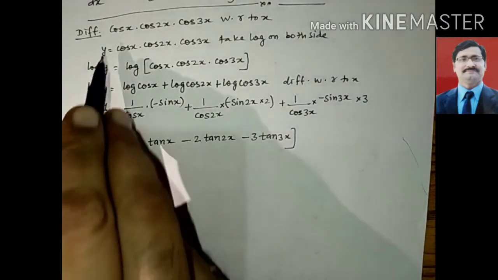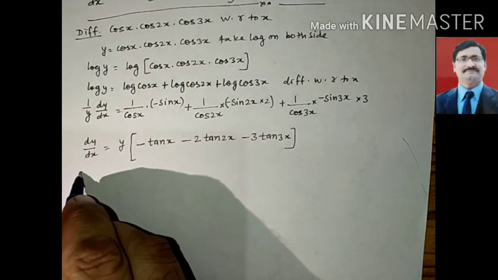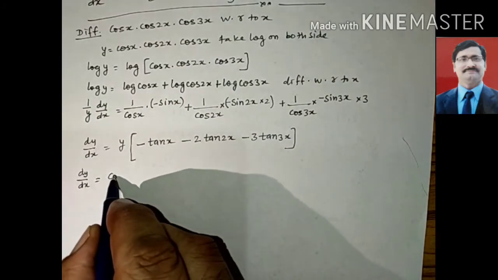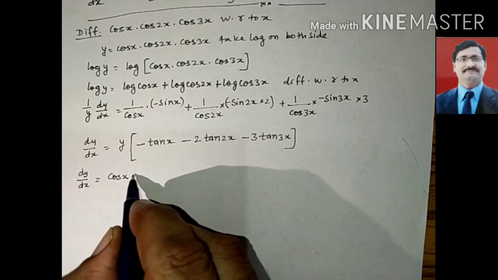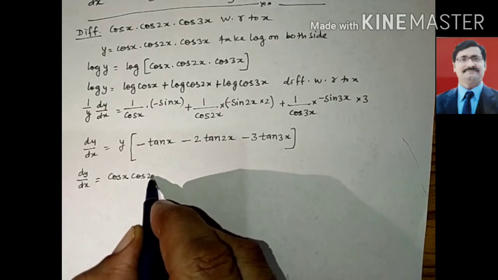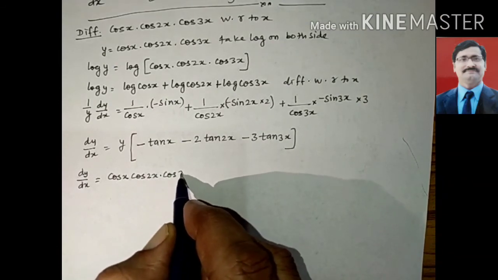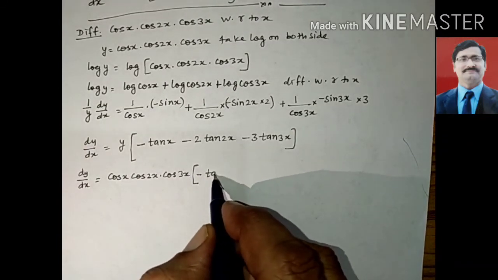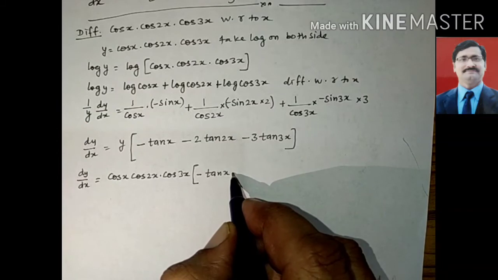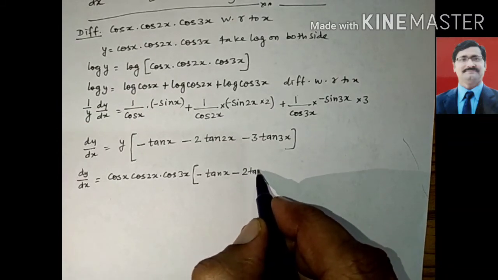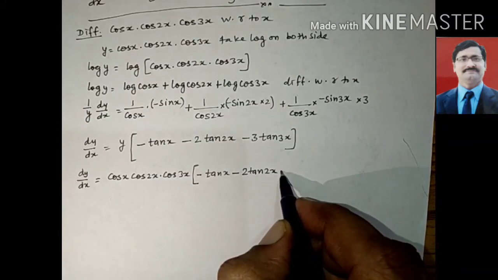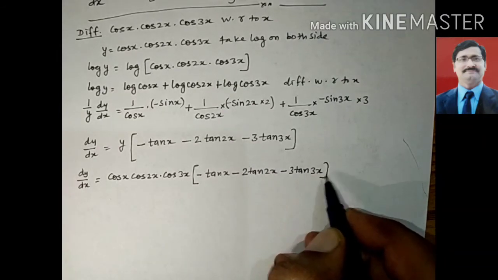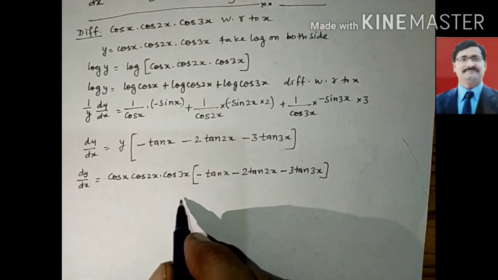Now, what is y? You can put this value again. So dy by dx is cos x, cos 2x, cos 3x, bracket, minus tan x minus 2 tan 2x minus 3 tan 3x. This is your answer.